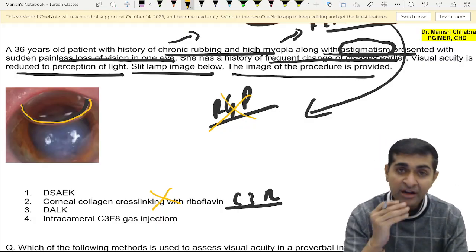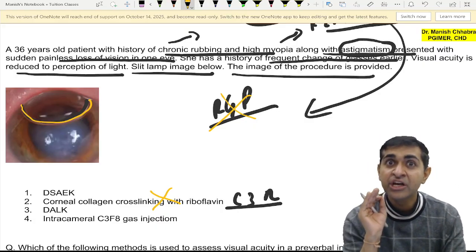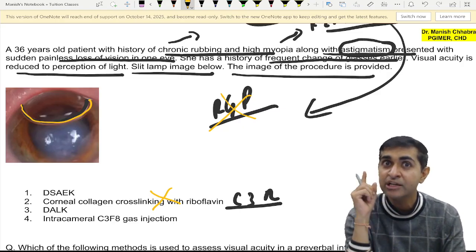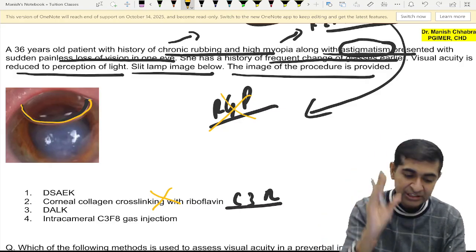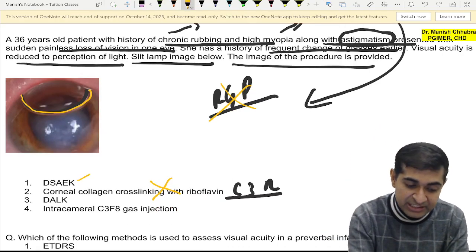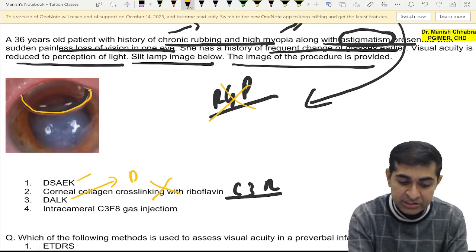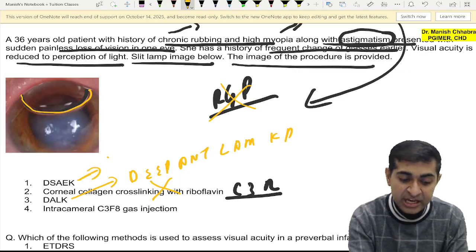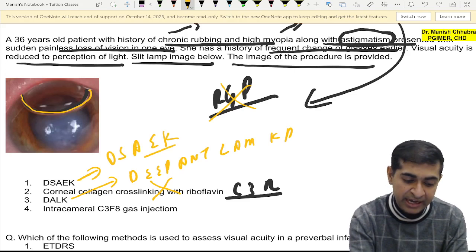So one option is eliminated. Now there is a 33% chance of getting it correct. I believe even if you are able to eliminate two options, you should definitely take a chance. Okay, now what are DSAEK and DALK? DALK is deep anterior lamellar keratoplasty. DSAEK is Descemet stripping automated endothelial keratoplasty.